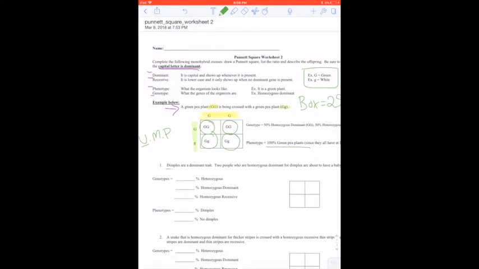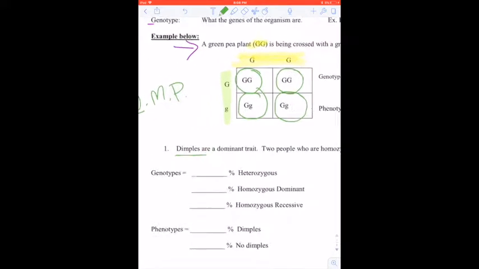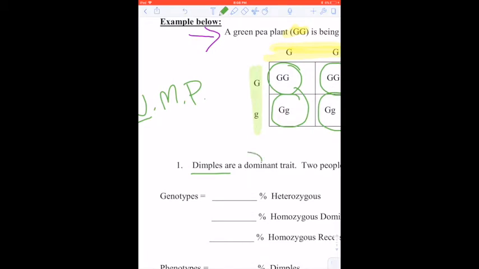So dimples is the trait we're looking at. It doesn't give us another option. The other option would be no dimples. It just doesn't quite say that anywhere, so we can't underline it. It says dimples are a dominant trait.